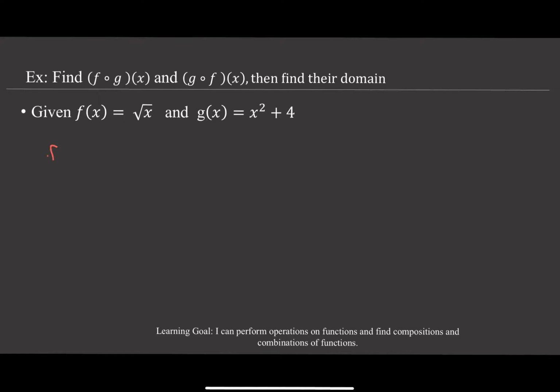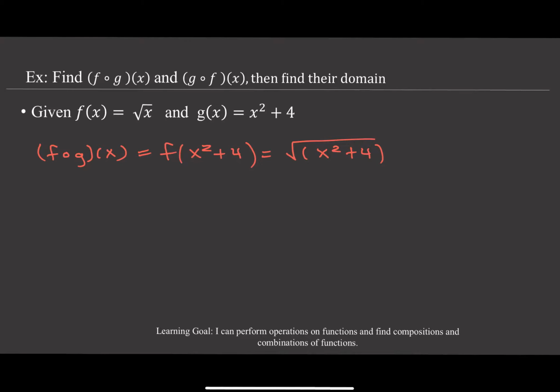So if I'm first looking for f composed with g, that means we're going to take our function f and plug in g of x, so we're going to plug in x squared plus 4. And so then from our function f, underneath that radical, we're just going to plug in x squared plus 4.